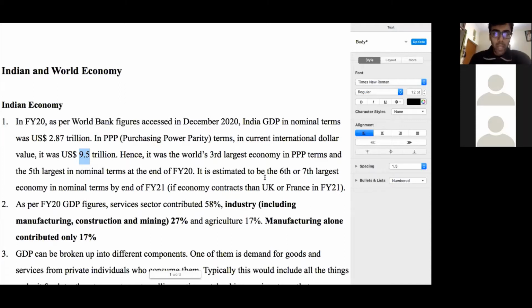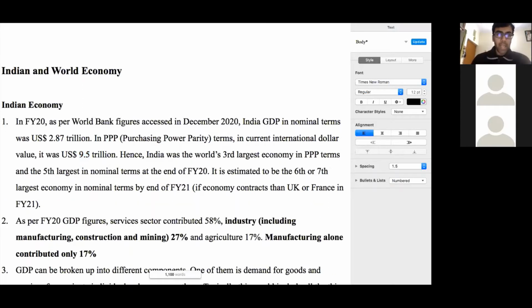So hence India was the world's 3rd largest economy in PPP terms and the 5th largest in nominal terms at the end of financial year 2020, or you can also say at the end of calendar year 2019. It doesn't matter much. India's financial year ends on March 31, 2020. But even if we consider the 2019 calendar year, the ranking is the same. So in calendar year 2019, January 1st till December 31, India was basically the 3rd largest economy in PPP terms. The largest was China.